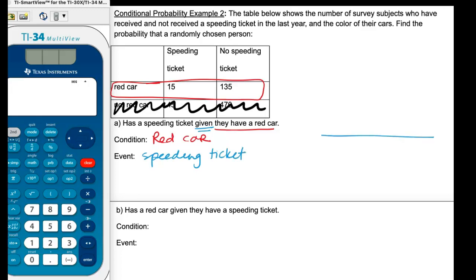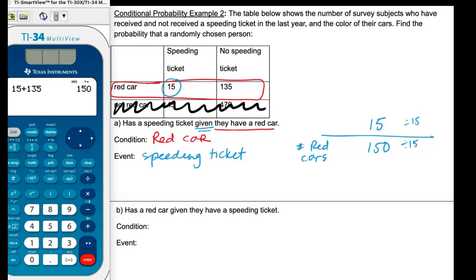For our probability, our condition is going to go in the denominator. So what is the total of red cars? The number of red cars goes in the denominator because that's the only group we're looking at. So we're going to add 15 plus 135, which gives us 150, and that's going to go in the denominator. Out of 150 red cars, how many had a speeding ticket? I'm just going to look at this 15, because those are the cars that had a speeding ticket out of the red cars. So the probability is 15 out of 150. Then, just like any other fractions in probability questions, you're going to want to reduce. Both of these have a common factor of 15.